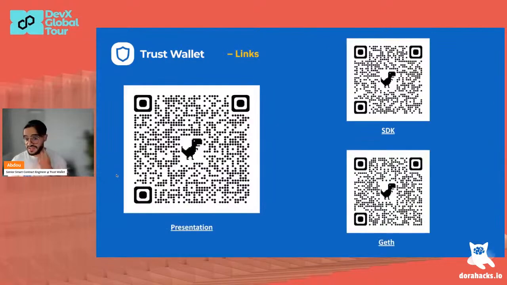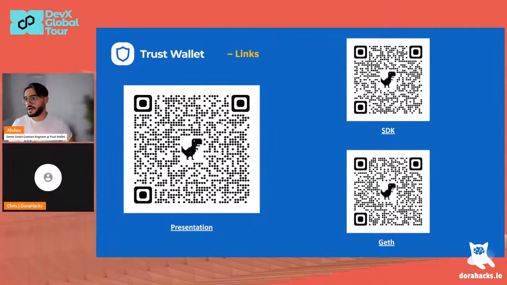So again, this is the presentation. It can be found here. The SDK, which I showed, Wizard SDK, if you want to learn more, or the source code can be found here. And if you want to check more about Go Ethereum, this is the official public documentation of Go Ethereum. So I guess that's pretty much it from my side. Thank you so much for joining.